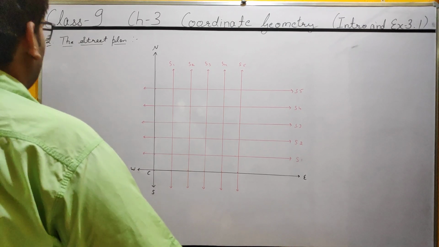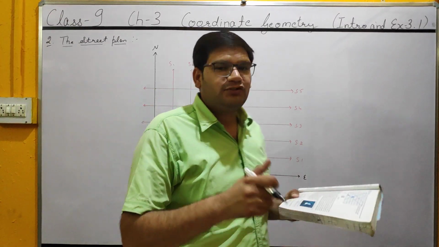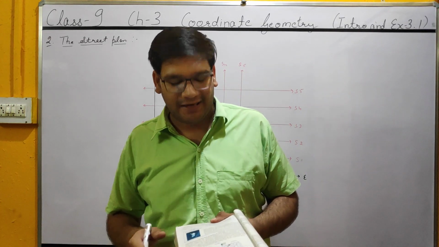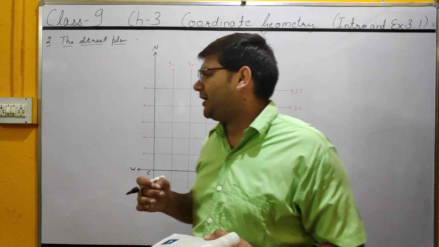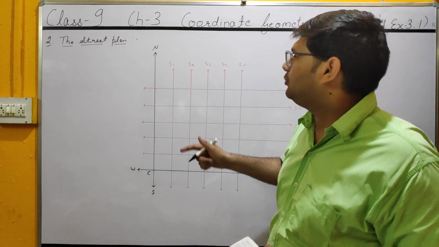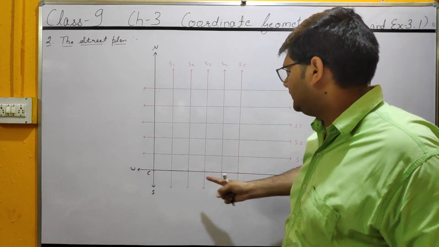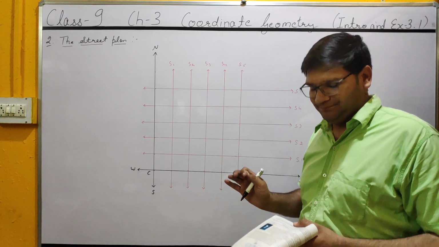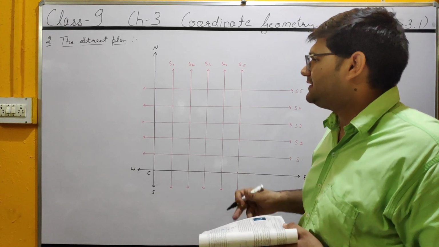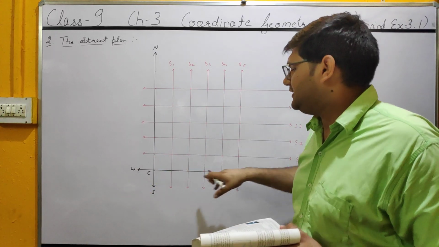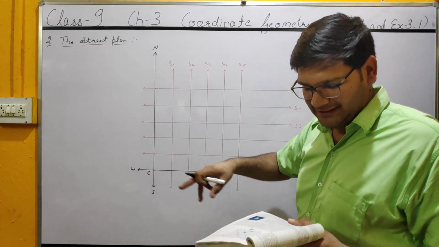Now question number 2, that is street plan. This particular street plan is given. In what way? A city has two main roads. So you can see the black ones are the main roads which cross each other at the center of the city. Okay, they cross each other here at the center of city.